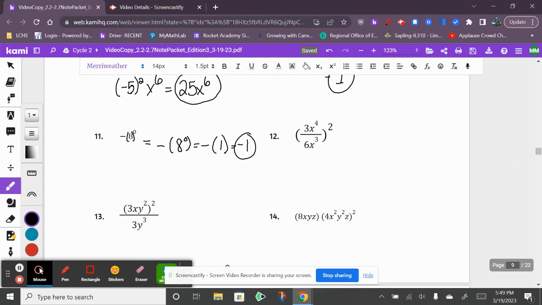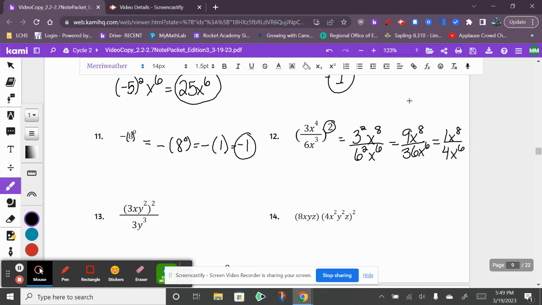For this next one, we're first going to apply the outside exponent to each part on the inside. So we get 3 squared x to the 8th over 6 squared x to the 6th. If we square the actual numbers, we get 9x to the 8th over 36x to the 6th. If we simplify the 9 over 36, that is just 1 over 4.